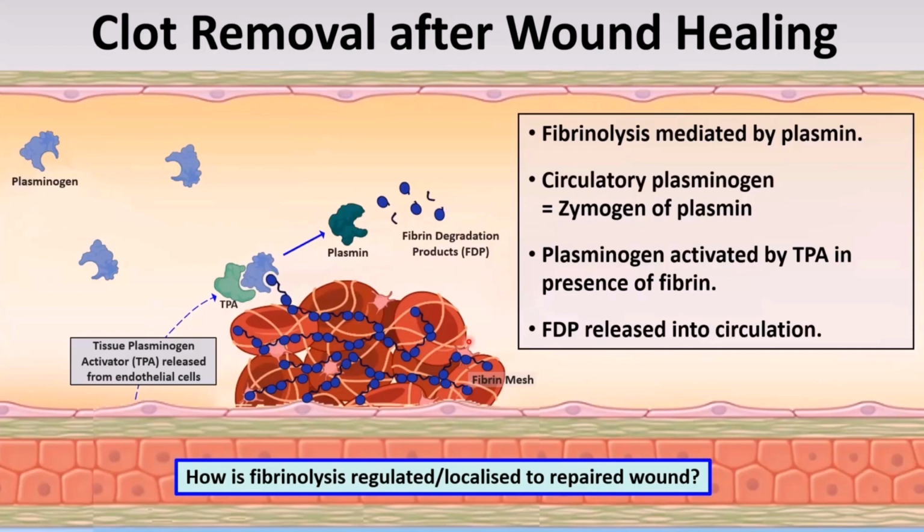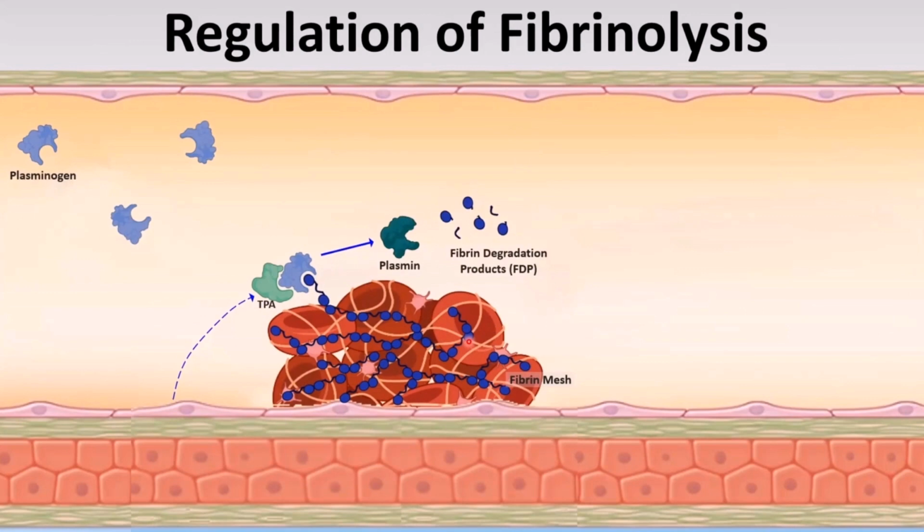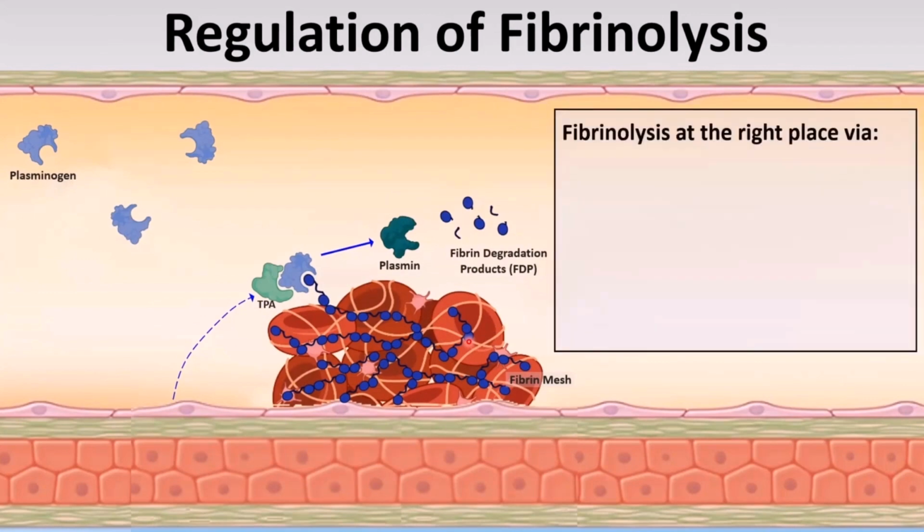And the body does this through 3 mechanisms. Okay, first here, fibrinolysis is restricted to the right place. Number 1, through the absence of TPA from damaged vessels. So as what I've shared before, TPA is only released by your intact endothelial cells. So when the wound is still damaged, the endothelial cells that are damaged would not release TPA, and hence you won't have TPA floating around in the vicinity of a fresh wound.